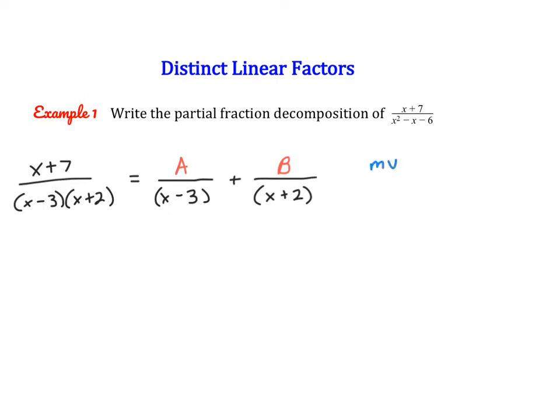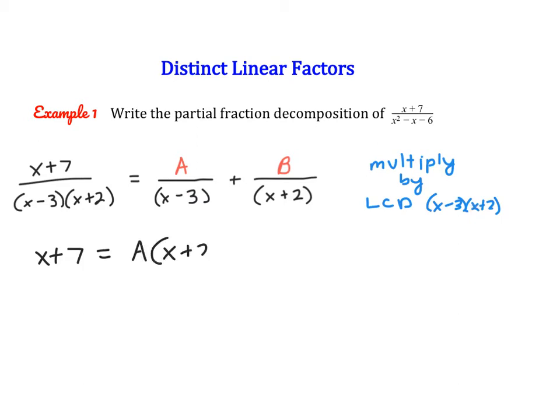The first thing I'm going to do is multiply both sides of our equation by the LCD, which in this case is just x minus 3 times x plus 2. Imagine I multiply every single term by that. If I multiply the left side by our LCD, the denominator is going to cancel out completely, so we're left with x plus 7. If I multiply this term by x minus 3 times x plus 2, x minus 3 is going to cancel out, but x plus 2 will remain in the numerator, so it becomes a times x plus 2. And if I multiply this last term by our LCD, the x plus 2 will cancel out, but x minus 3 remains in the numerator, so we have b times x minus 3. This is going to be our baseline equation.